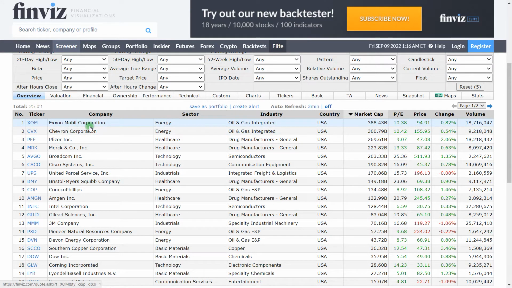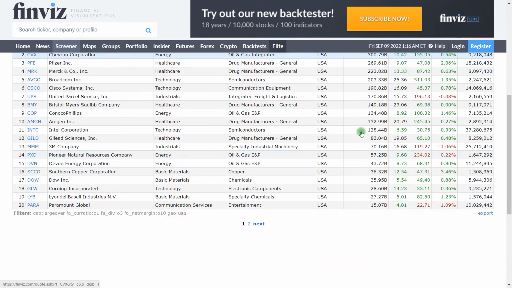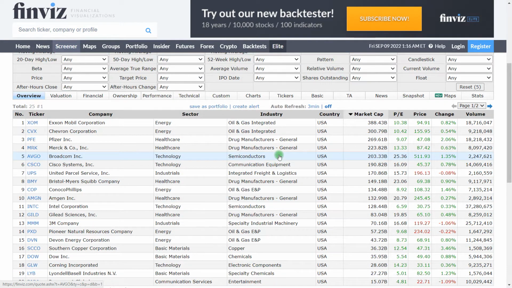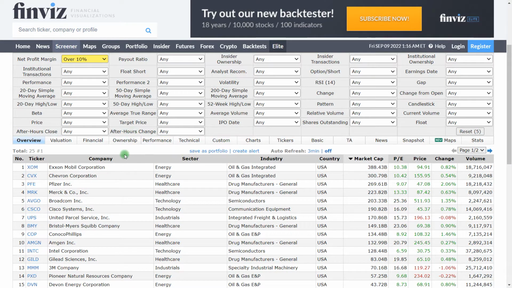It shows the company, sector, industry, market cap, and it's now sorted by the market cap. Here is the biggest and the smallest one. So we have such companies like 3M, Cisco, Pfizer, Merck, Intel. And from this list I have chosen 3 stocks. The first of them is Pfizer.